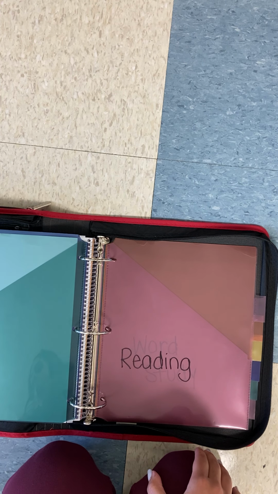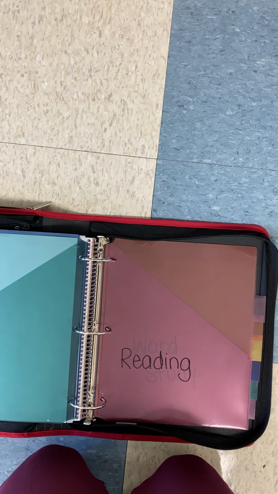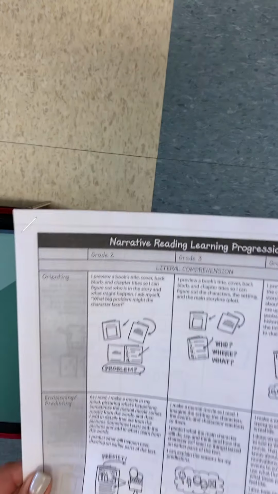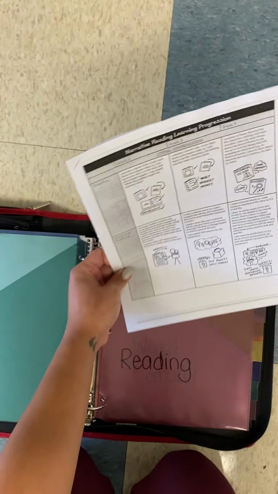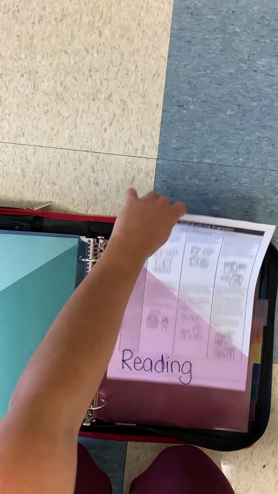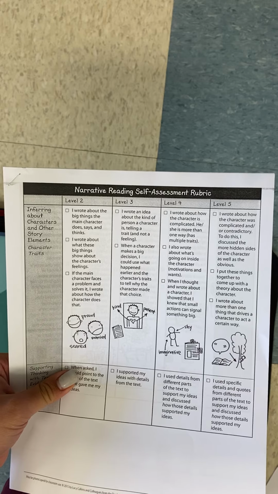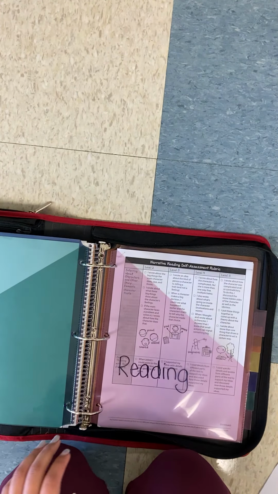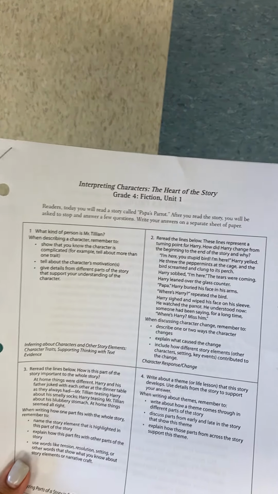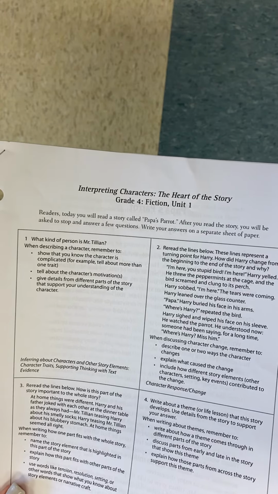Moving to the next folder, we have reading materials. There are 3 things you should have already for your reading folder. These include your narrative reading learning progression. You should also have a narrative reading self-assessment rubric. The final document to go in your reading folder leads at the top with interpreting characters, the heart of the story.